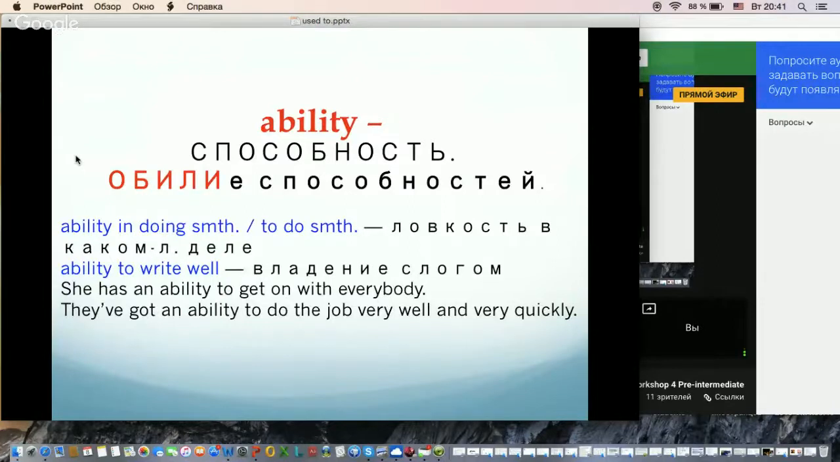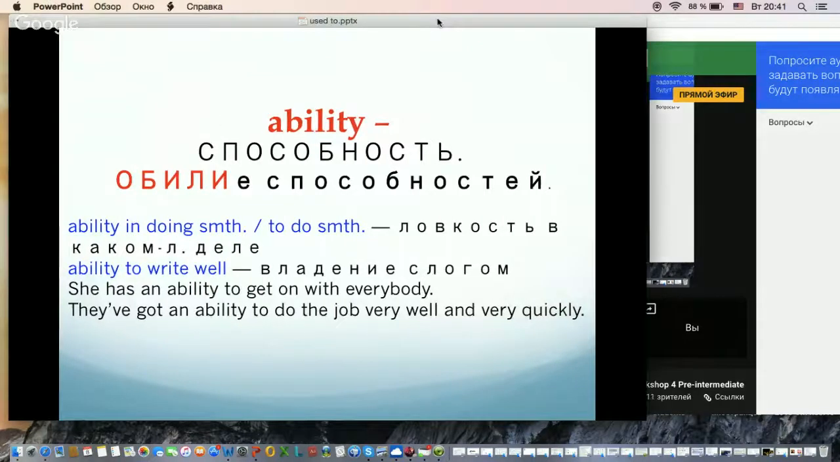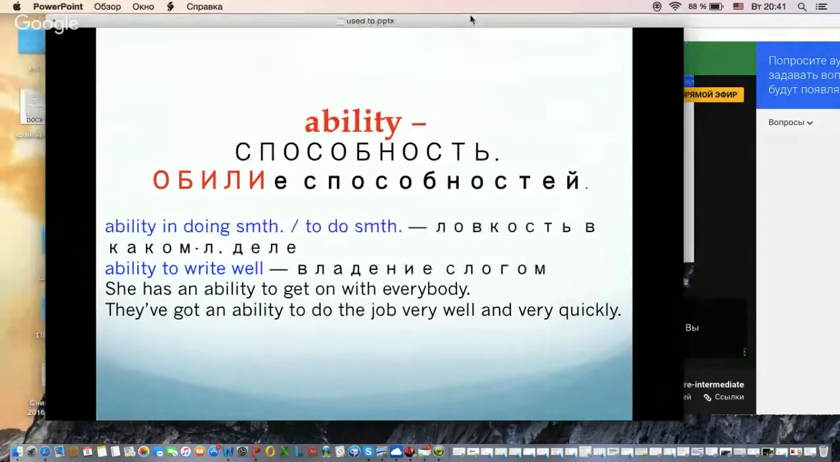She has an ability to get on with everybody. У нее есть способность ладить с абсолютно всеми. Or they've got an ability to do the job very well and very quickly. У них есть замечательная способность делать работу очень быстро и очень хорошо.